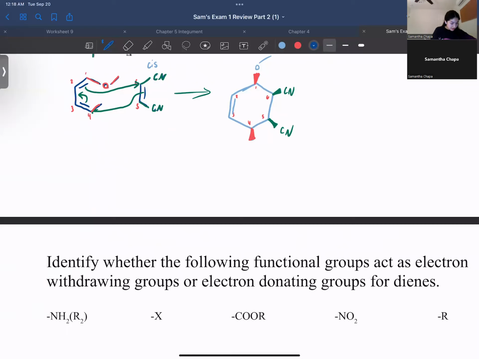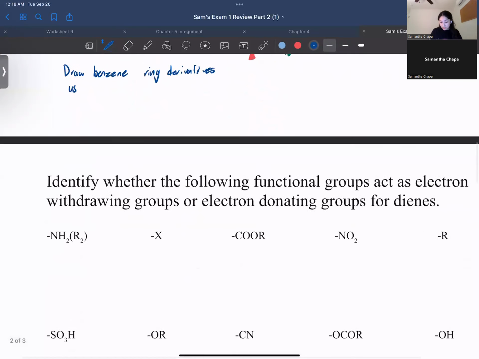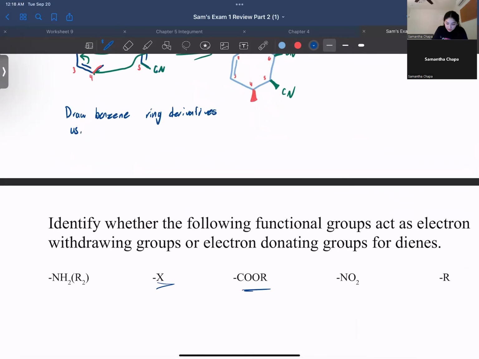Draw benzene ring derivatives using the given functional groups, whatever functional groups they give you here, to help figure out if we have an electron donating group or electron withdrawing group.